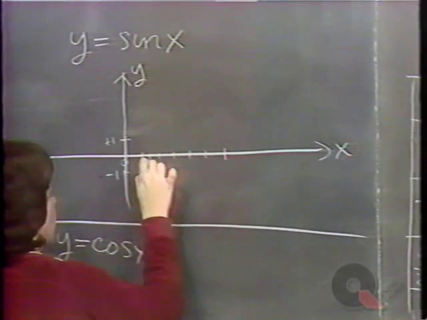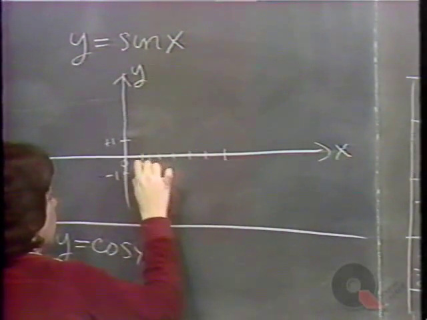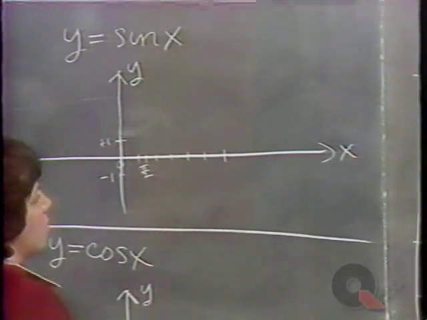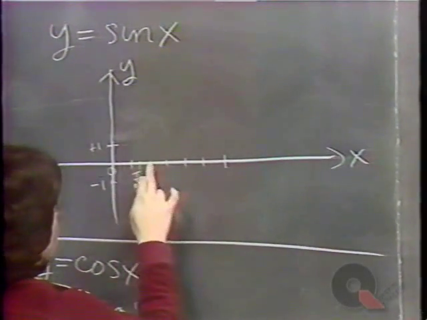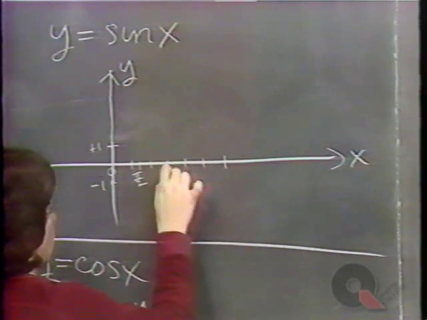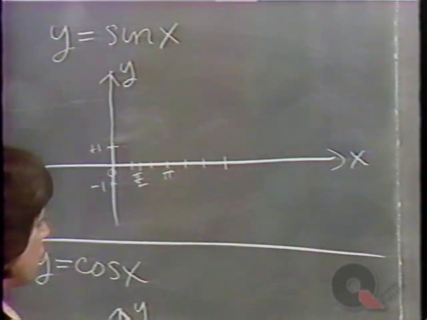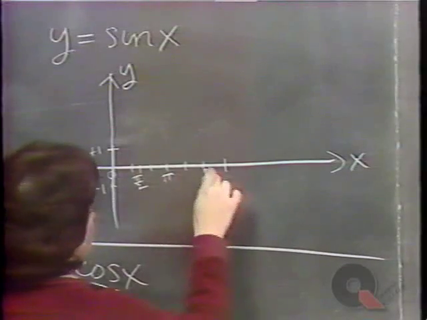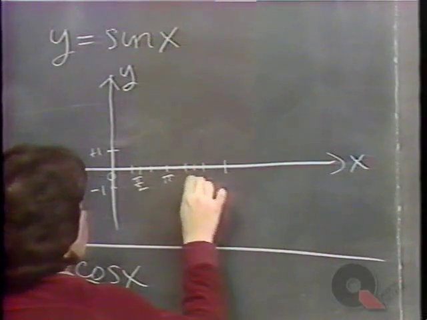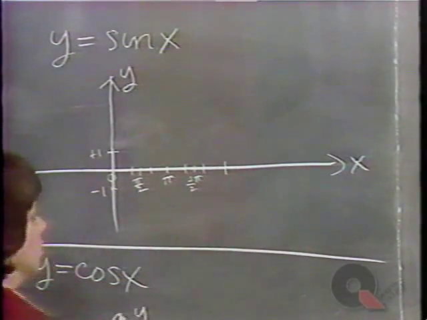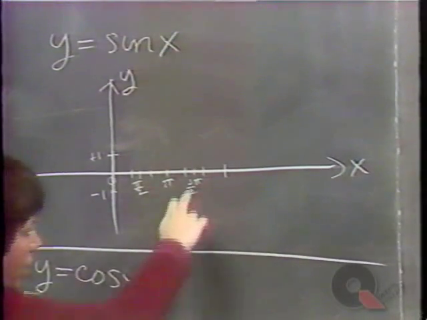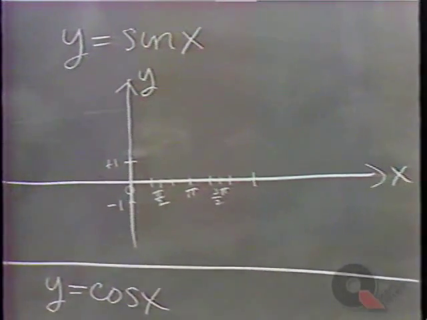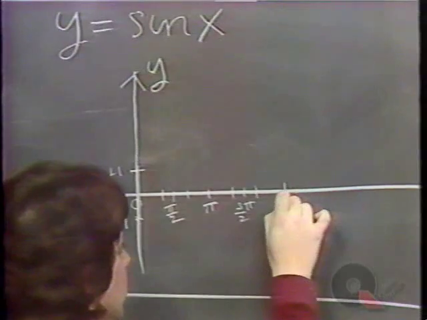So this will be pi over 2. And then pi will be about 3. And at 4 1/2, okay, 3 halves pi will put it about 4 1/2. Okay, if pi is about 3, this is about 9 halves, about 4.5, and 2 pi is at about 6.